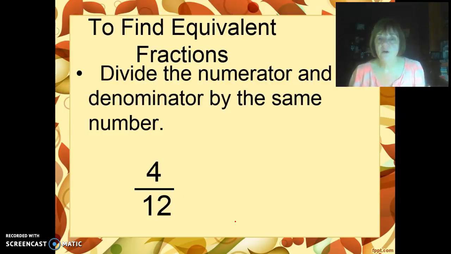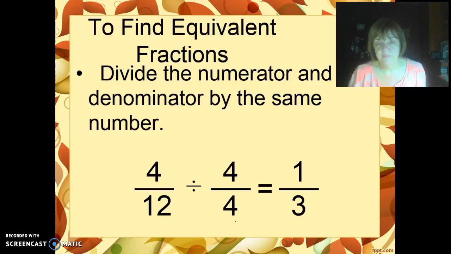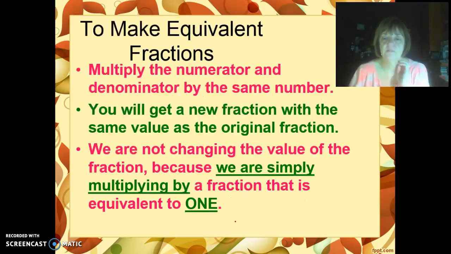We also, remember we talked about simplifying before, we can do the opposite. Divide a number by the same number. 4 and 12, 4 twelfths. Divide them both by 4 and come up with an equivalent fraction of 1/3. Okay, so it can go both ways to come up with equivalent fractions. This is what we do when we're simplifying fractions.